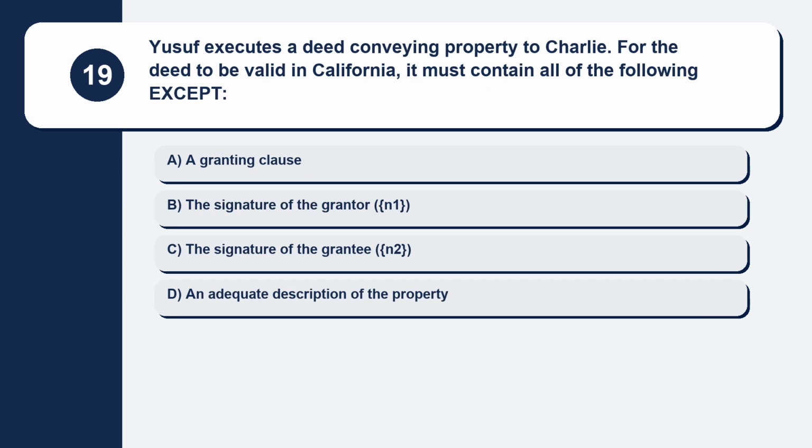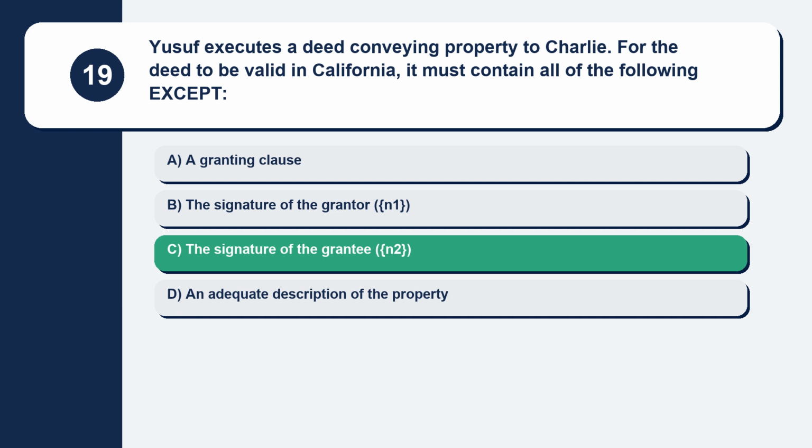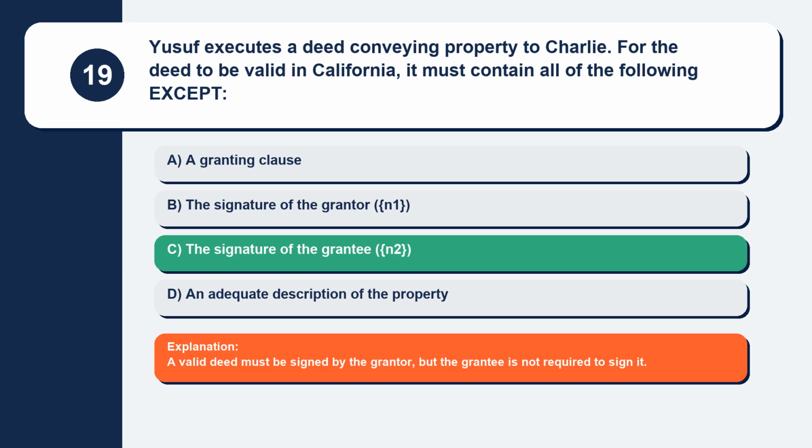Question 19. Yusuf executes a deed conveying property to Charlie. For the deed to be valid in California, it must contain all of the following except. Here are your options. Option A, a granting clause. Option B, the signature of the grantor. Option C, the signature of the grantee. Option D, an adequate description of the property. The correct answer is option C, the signature of the grantee. Explanation: a valid deed must be signed by the grantor, but the grantee is not required to sign it.